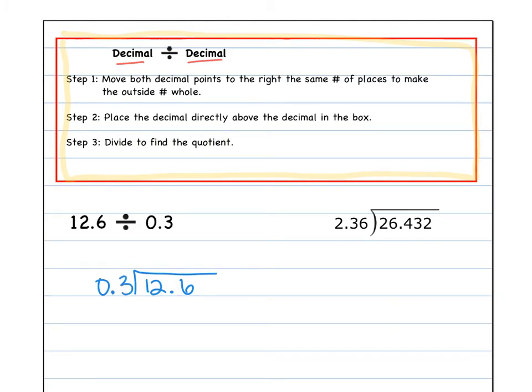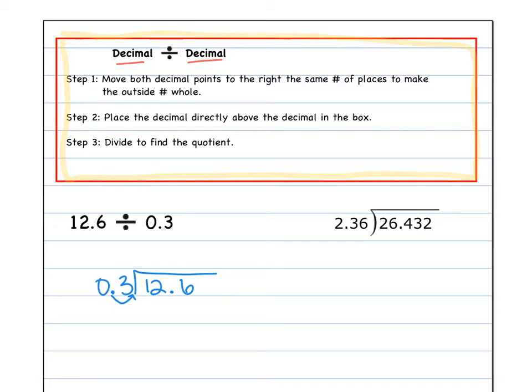So step 1, move both decimal points to the right the same number of places to make the outside number whole. What exactly does that mean? Well, this number on the outside here, this 3/10, we need to make that a whole number. We're trying to get rid of the decimal. So to do that, I move it one spot to the right. So now instead of thinking of it as 3/10, we are thinking of it as 3.